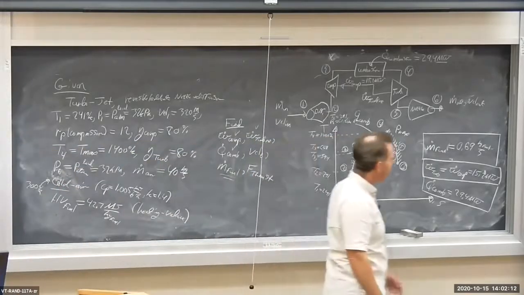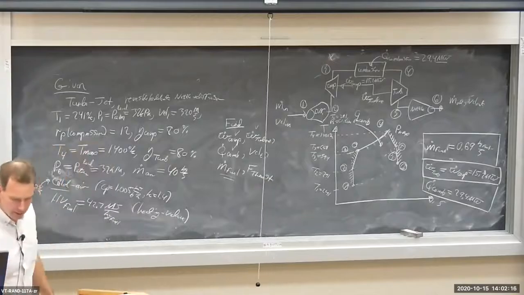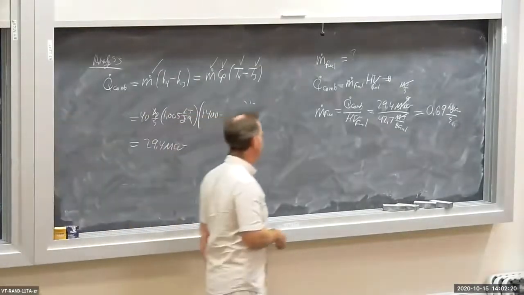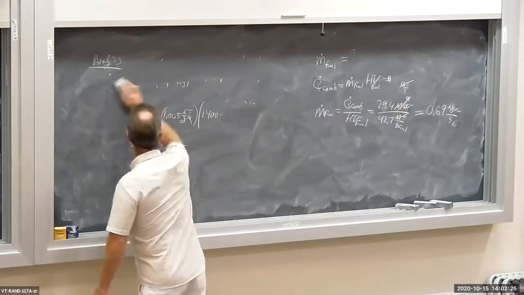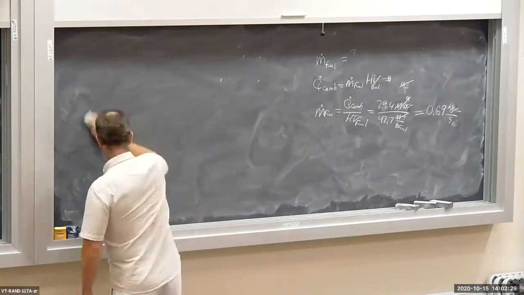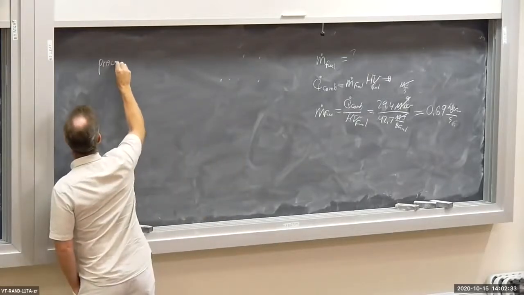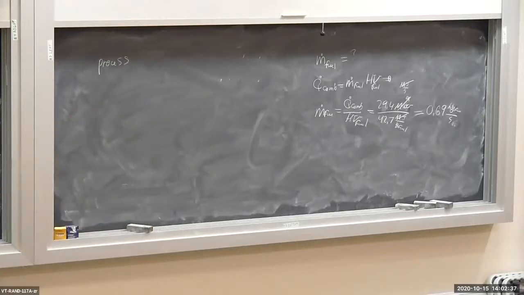Okay, let's calculate the outlet velocity, V6. Then we can get the thrust. Let's look at the process through the nozzle. So through the nozzle, we're looking at process 5 to 6.